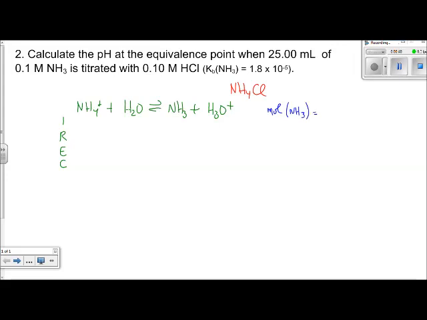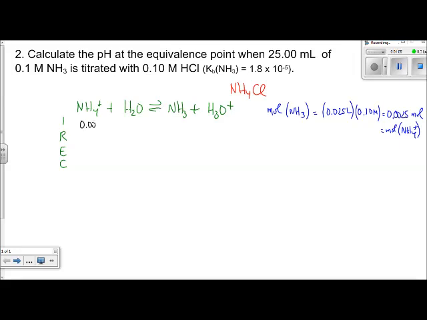So if we take the information in the problem, we have 25 milliliters of base, 0.025 liters, at a 0.1 molar concentration. So that's 0.0025 moles. And that would be equal to the number of moles of salt that we have at the equivalence point. So that number goes into the initial line of the ICE table.